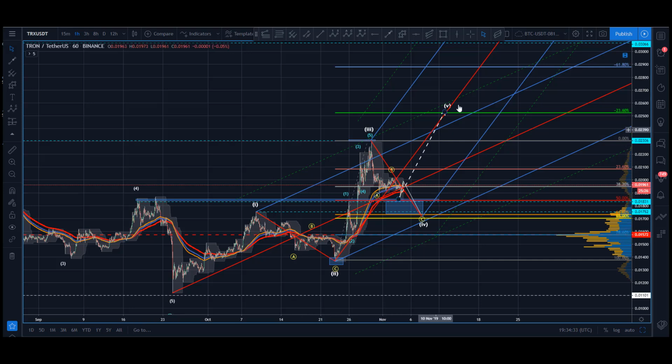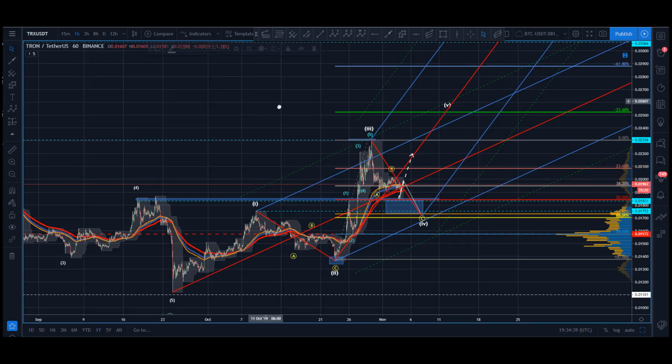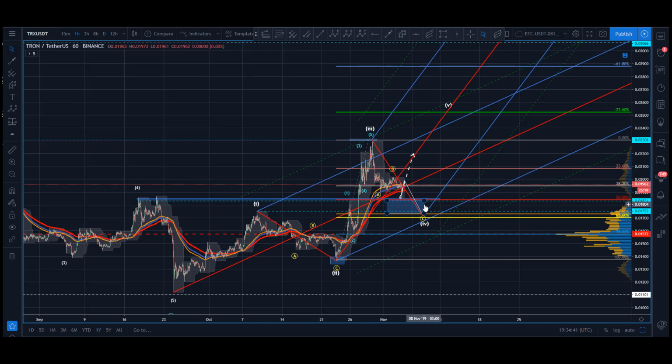Is this a good little trade? Am I going to get rich on this trade? Well, probably not, right? I don't know where that's going. But is there a trade there that's valid with reasonable risk reward? Absolutely. And is it in conflict with the Elliott count? Yeah, it is.